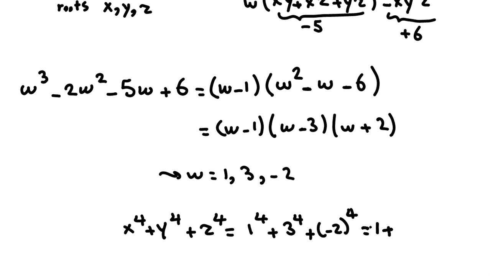1 to the 4 is 1, 3 to the 4 is 81, negative 2 to the 4 is 16. So it will be what? 1 plus 1, 2 plus 6, 8, 8 plus 1, 9. So the answer is 98.